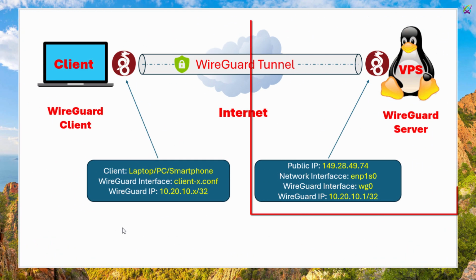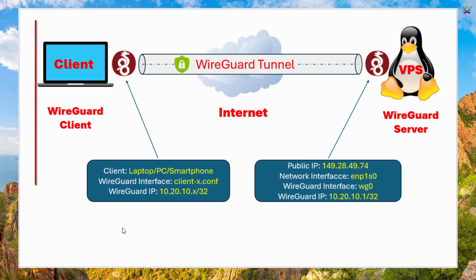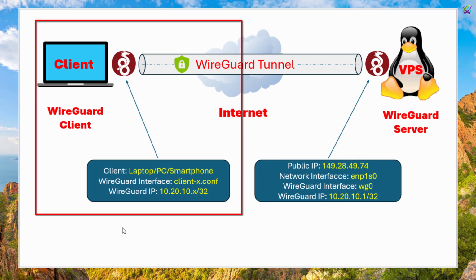Okay, at this point, you now have a WireGuard server running on your VPS. However, to connect from a computer or phone to the VPN server, we still need to create the client configuration file in the next step.